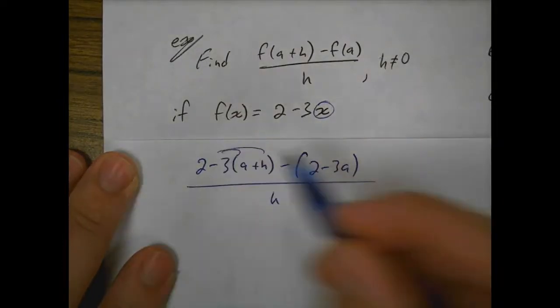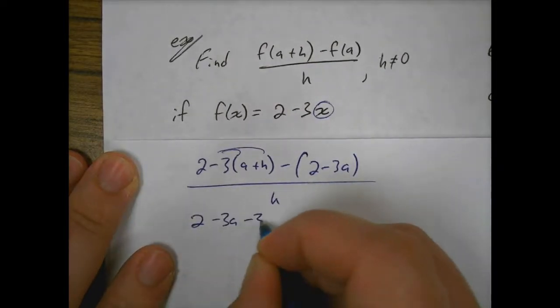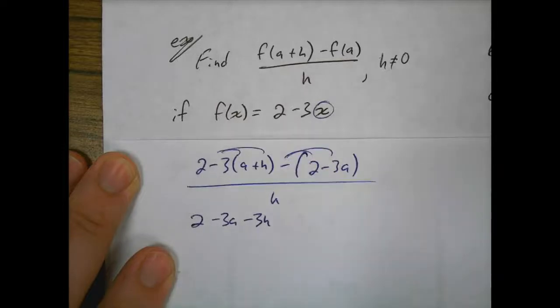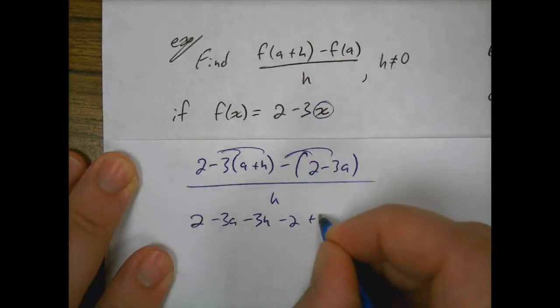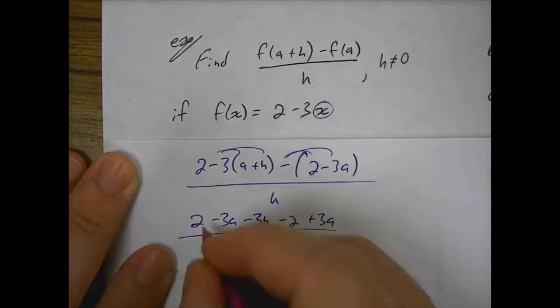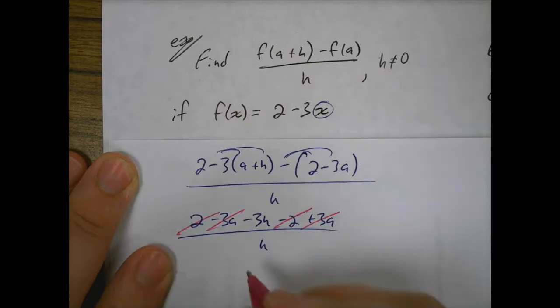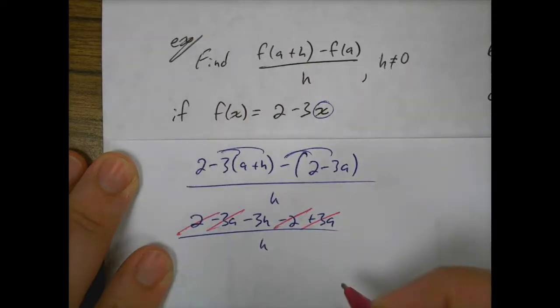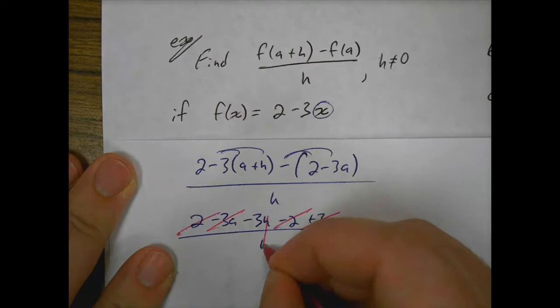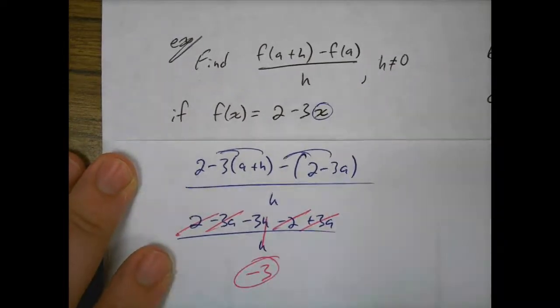I can distribute the negative 3, so I have 2 minus 3a minus 3h, and I also can distribute that negative, so minus 2 plus 3a, all of that divided by h. 2 minus 2 makes 0, negative 3a plus 3a makes 0. So I have negative 3h divided by h. H divided by h makes 1, so I have negative 3 in the end.